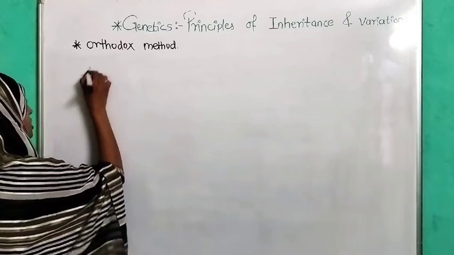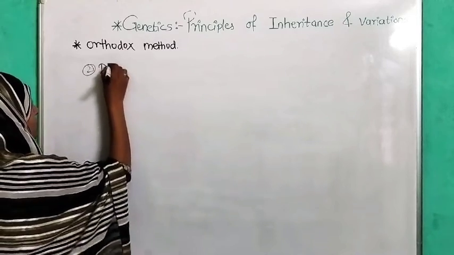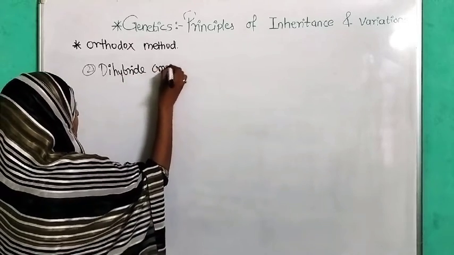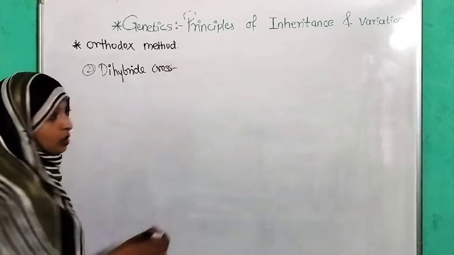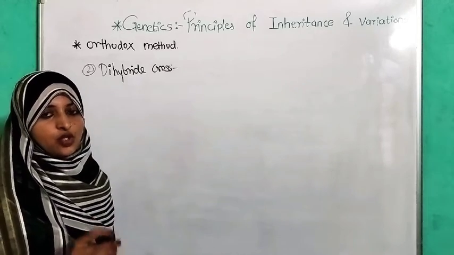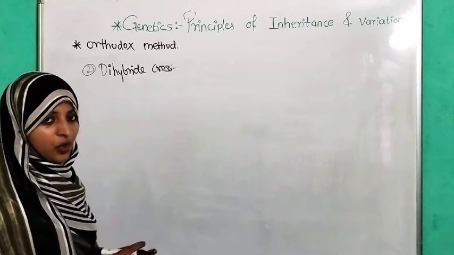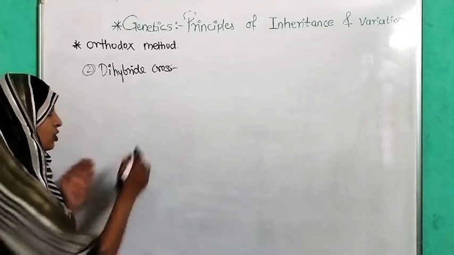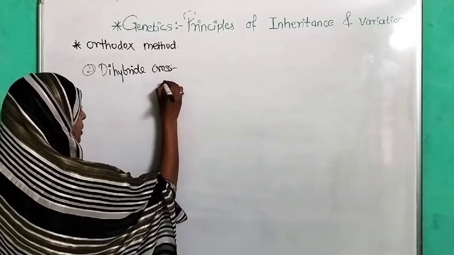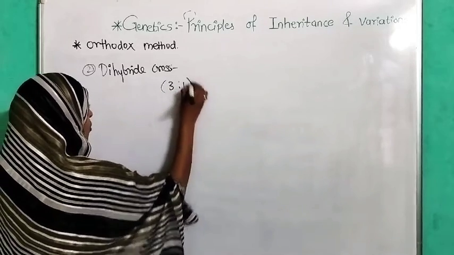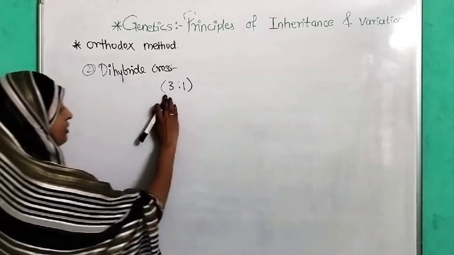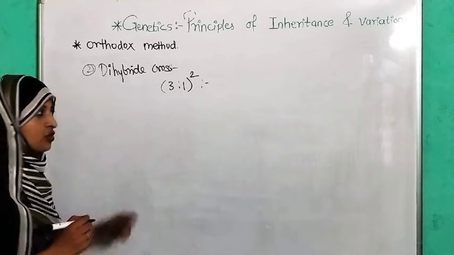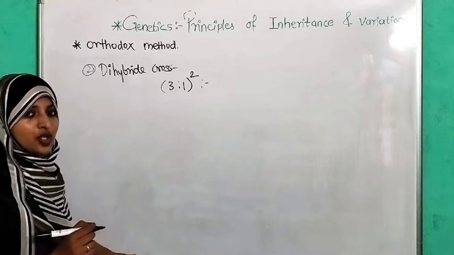The first one is the monohybrid cross, and the second one is the dihybrid cross. If we know the phenotypic and genotypic ratio of the monohybrid cross, then we can find the phenotypic and genotypic ratio of the dihybrid cross. The monohybrid cross phenotypic ratio is 3:1. For the dihybrid cross, we are going to find the phenotypic ratio first, then the genotypic ratio.